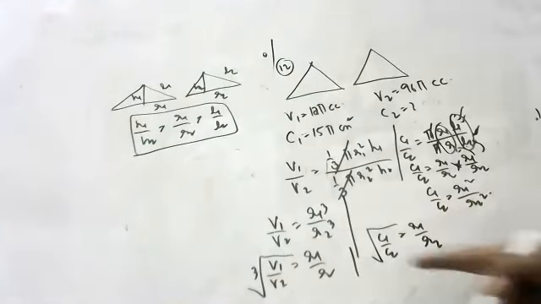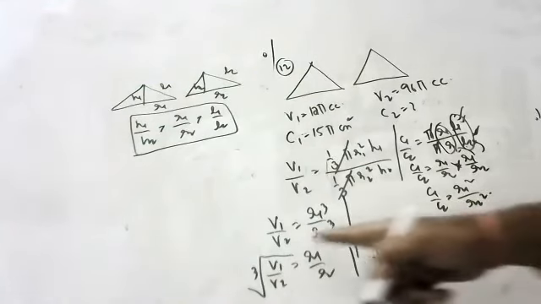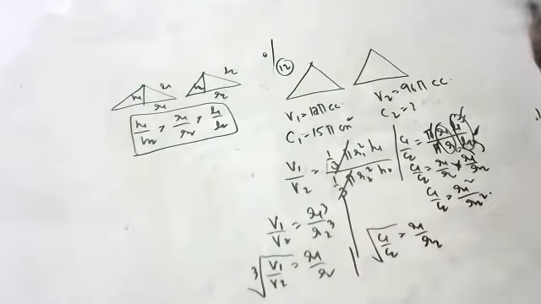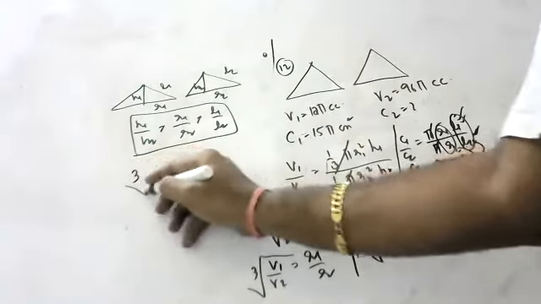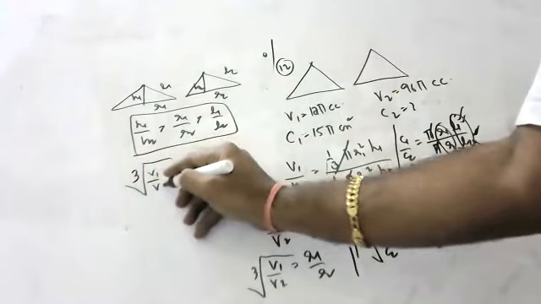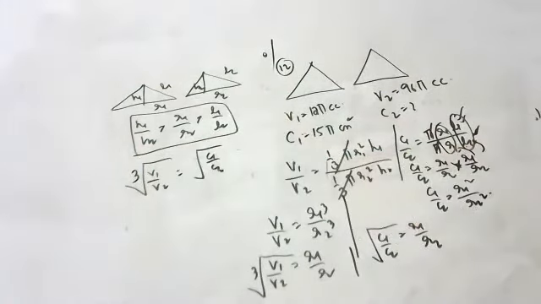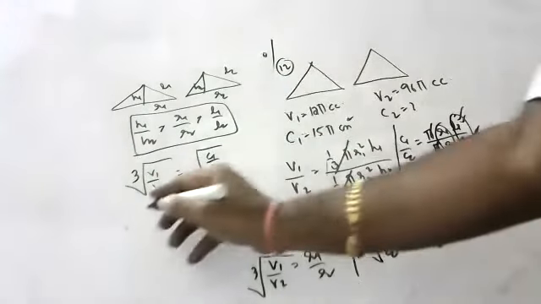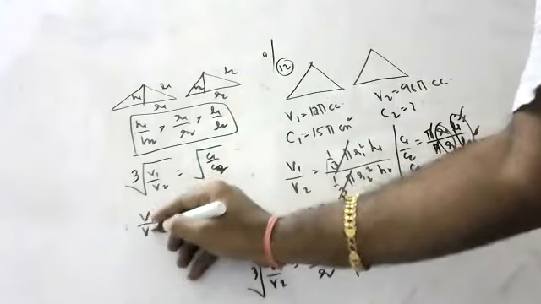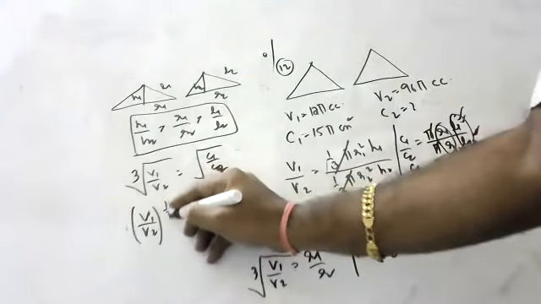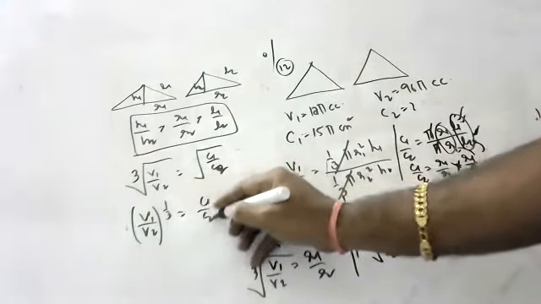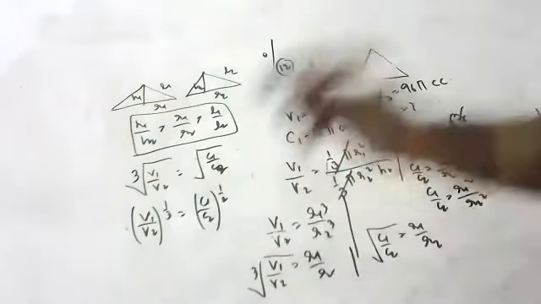Yes, sir. Now, this is R1 by R2, this is R1 by R2. Can I compare these both? Yes, sir. Last step, children. Cube root of V1 by V2 is equal to square root of C1 by C2. This is the formula. Seriously, if you see, V1 by V2 whole to the power of 1 by 3 is equal to C1 by C2 whole to the power of 1 by 2.